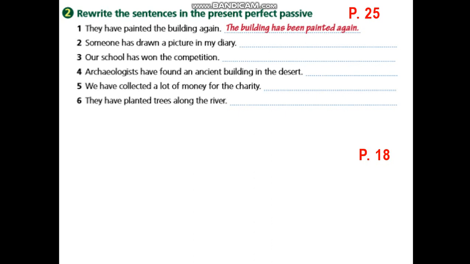Rewrite the sentences in the present perfect passive. They have painted the building again. So the building has been painted again. Someone has drawn a picture in my diary. So we're gonna start with the object, which is, yes, a picture has been drawn in my diary.